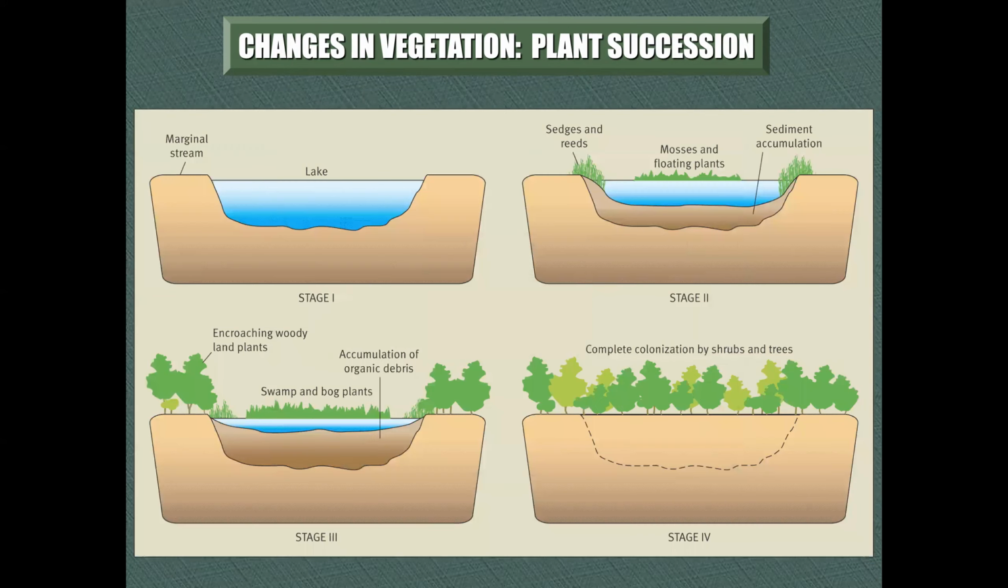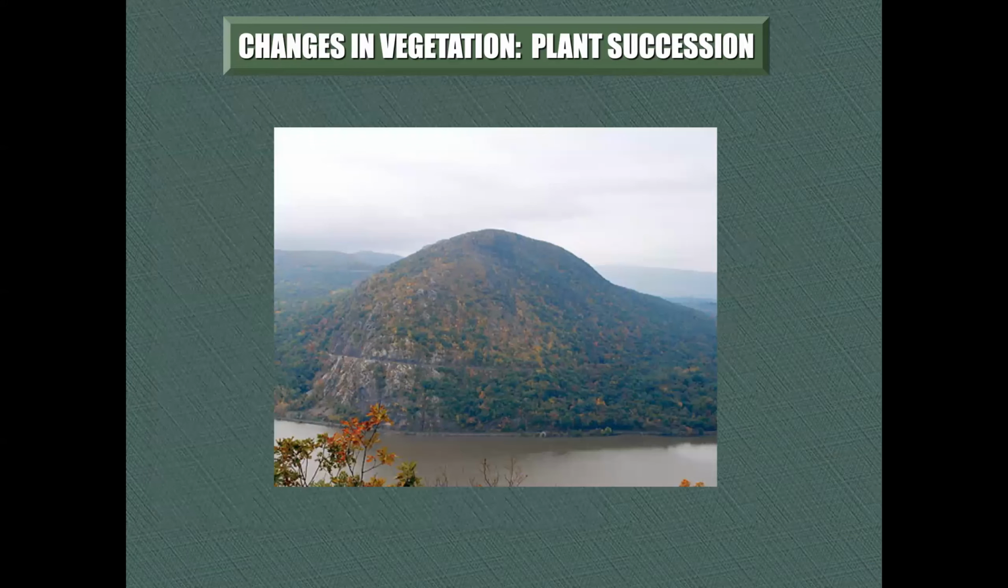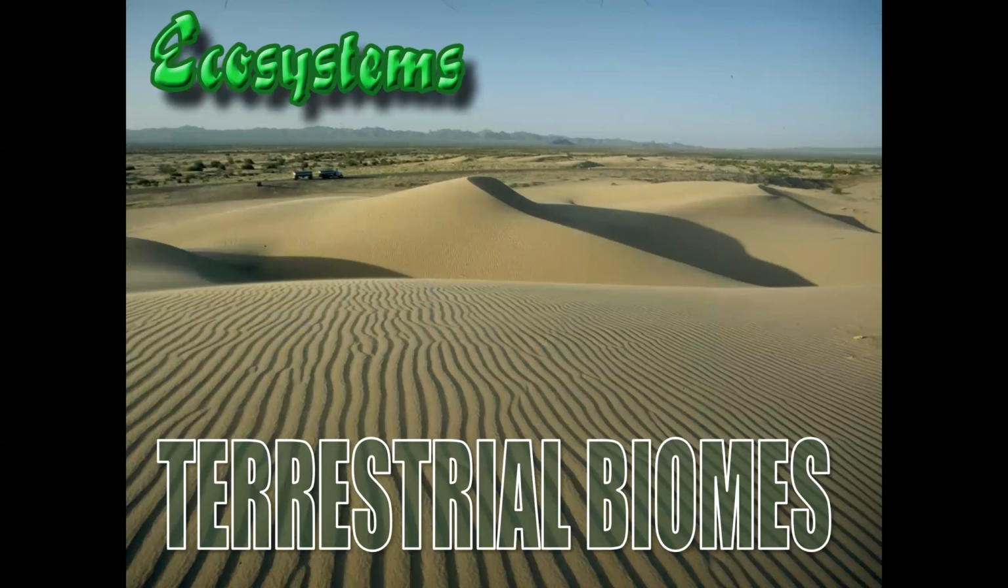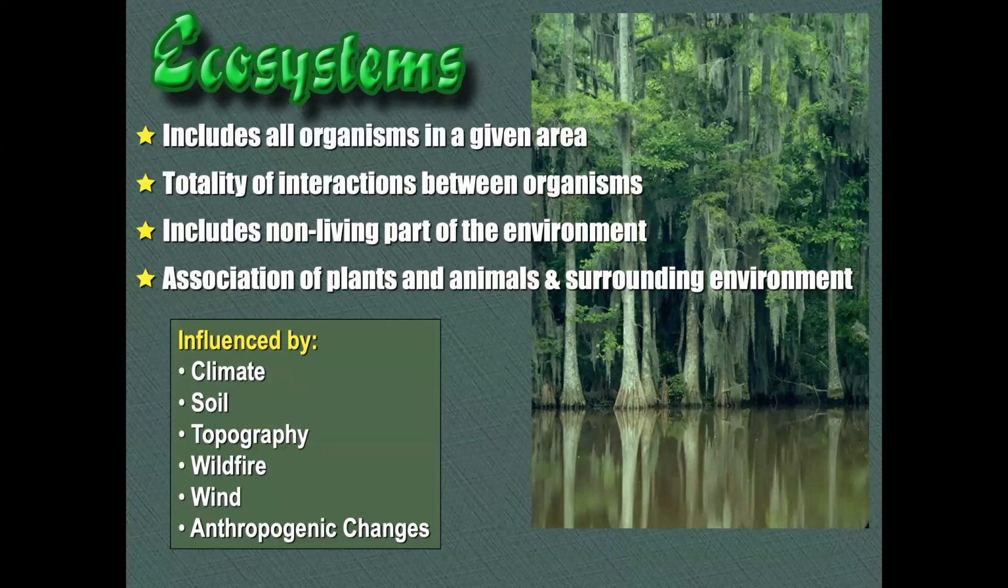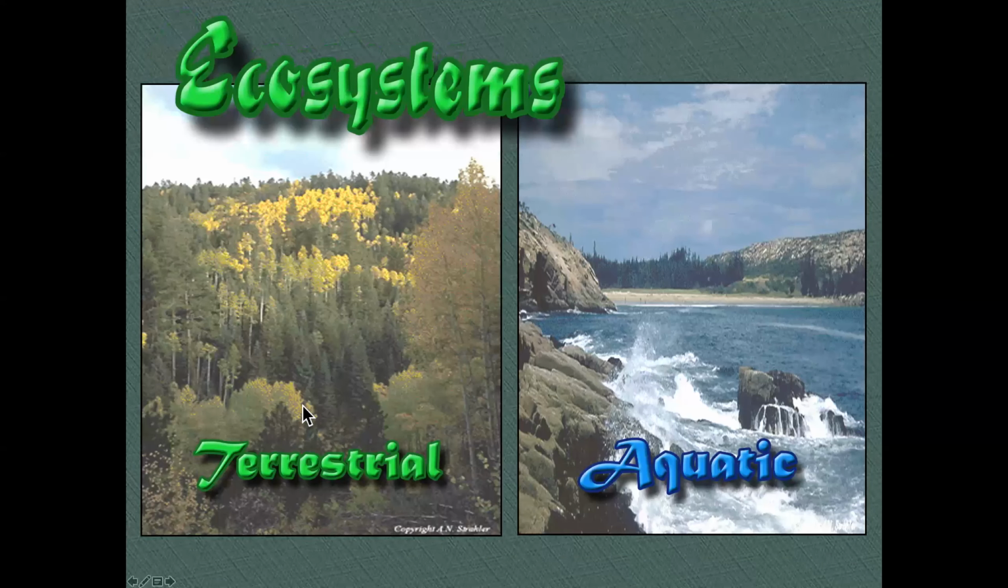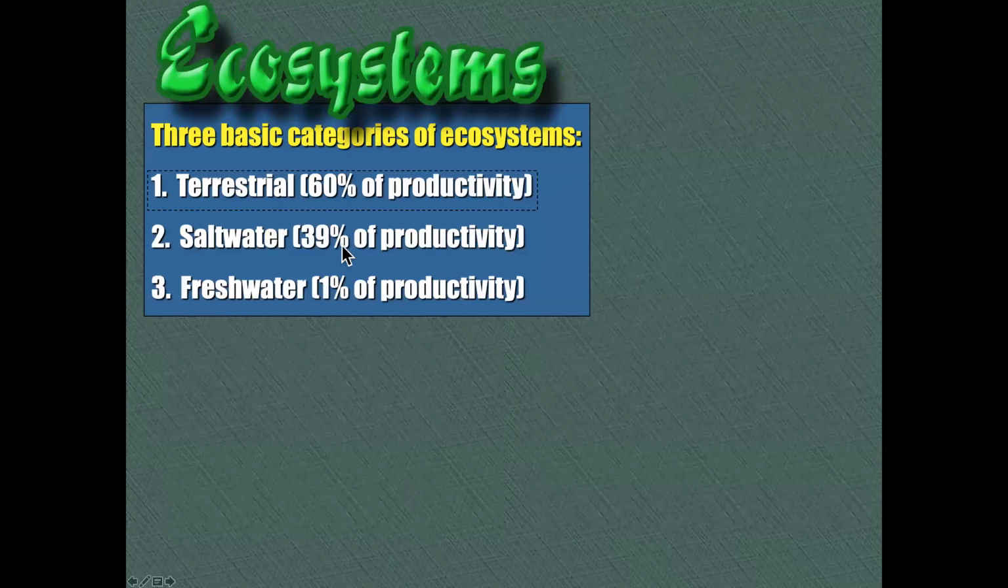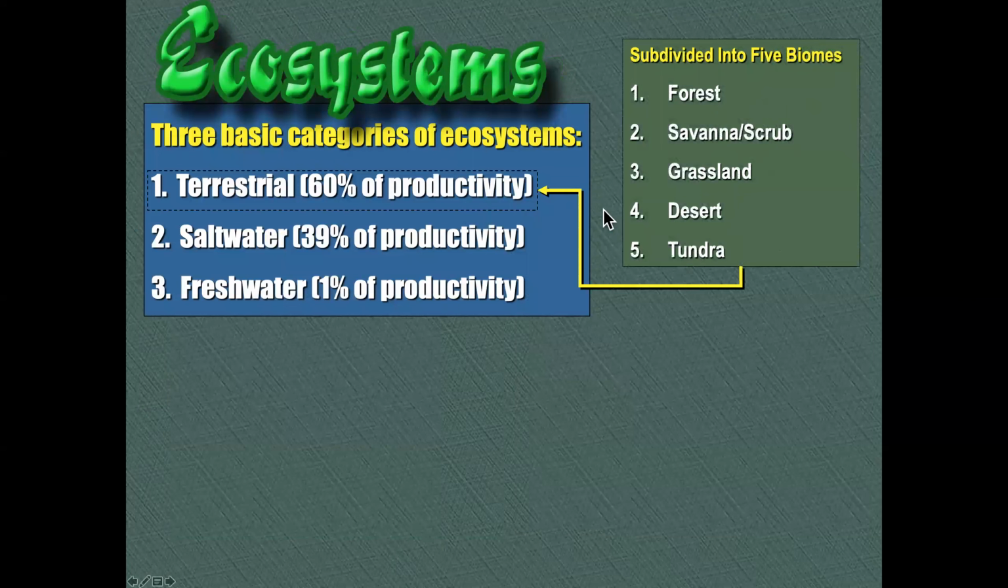So actually, we will forgo this one and get into the biomes. These biomes are ecosystems, as it were, and they're influenced by all these factors right here. We're going to focus on terrestrial. And of the terrestrial, we have these different biomes: forest, savanna, grassland, desert, and tundra.